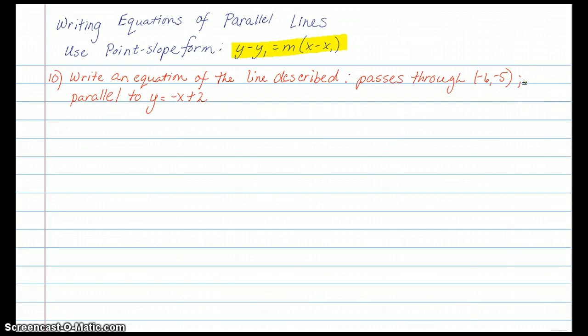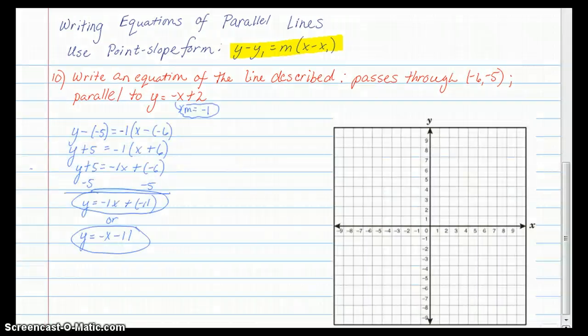When you substitute, you get y minus a negative 5 equals the slope of the other equation, negative 1, times x minus a negative 6. Using the additive inverse, you get y plus 5 equals negative 1 times x plus 6. Use the distributive property. Negative 1 times x is negative 1x, or negative x. Negative 1 times 6 is negative 6. Subtract 5 from both sides to isolate y. So y equals negative 1x plus negative 11, or y equals negative x minus 11.